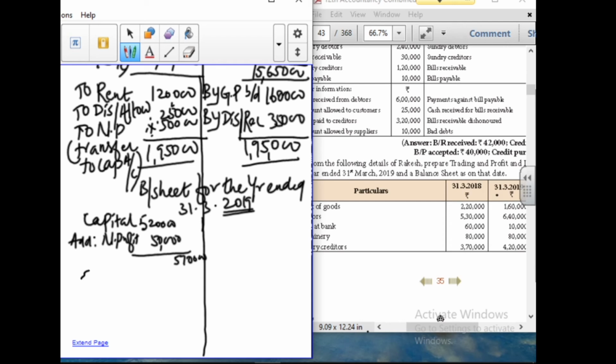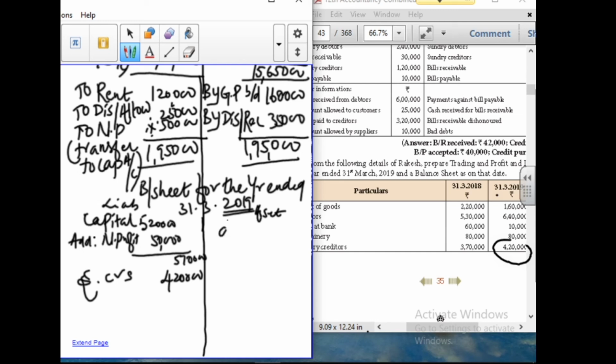Other information, sundry creditors. For this sundry creditors, we are going to write only the closing informations. We are going to write 4 lakh 20,000. This is your liability side and this is your asset side.